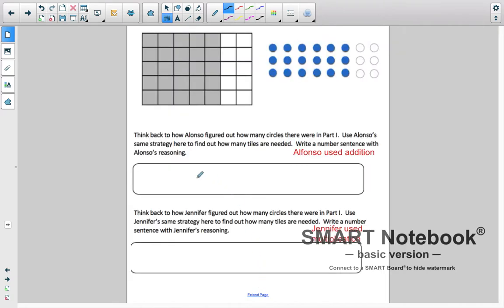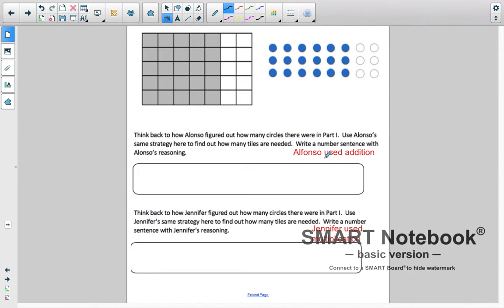All right. So I put the storage closet and I also put the array that we did because they're both very similar problems, just different shapes. So let's look at the first question. It says, think back to how Alfonso figured out how many circles there were in part 1. Use Alfonso's same strategy here to find out how many tiles are needed. Write a number sentence with Alfonso's reasoning.